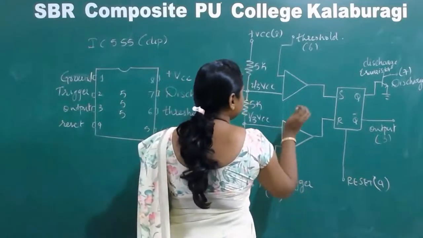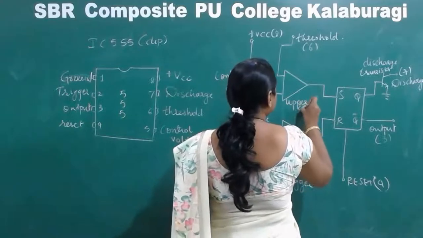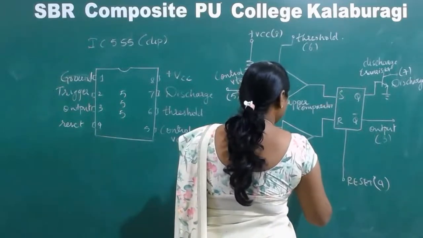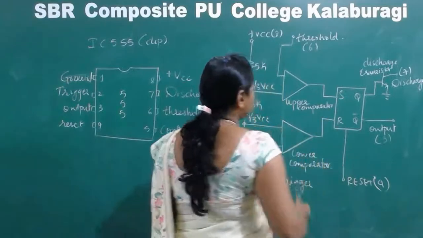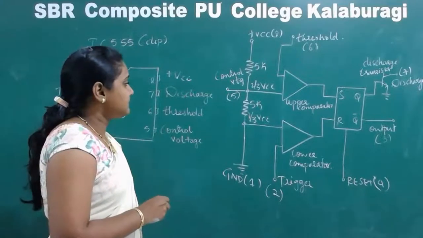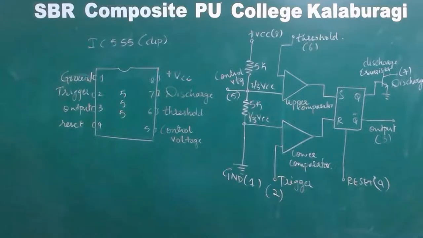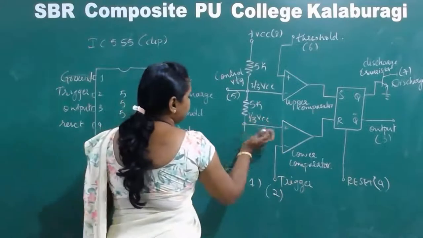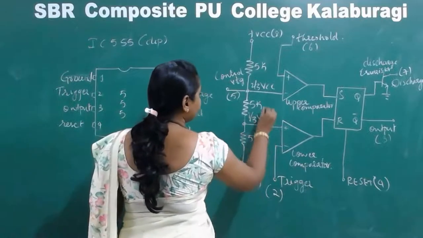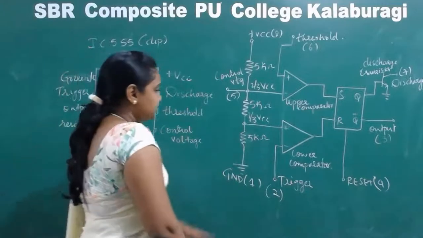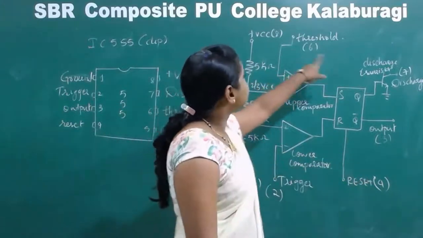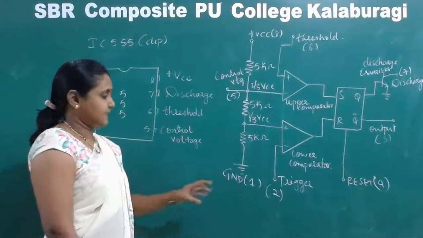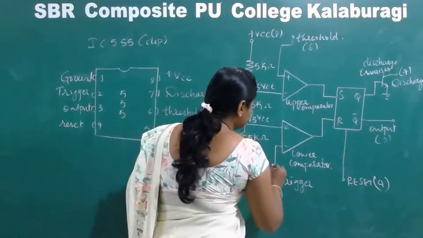Okay, here this is called the upper comparator. These two are comparators, upper comparator and lower comparator. The two comparator outputs are given to S and R respectively. Here also a resistor is connected, 5 kilo ohm, 5 kilo ohm, and 5 kilo ohm. So this is pin number 1, 2, 3, 4, 5, 6, 7, 8. So this is the internal condition of the 555. How does this 555 appear internally?